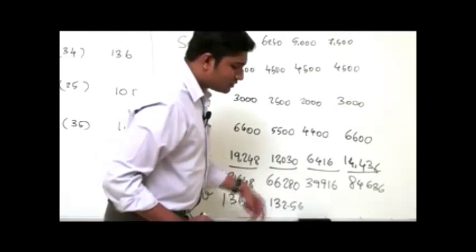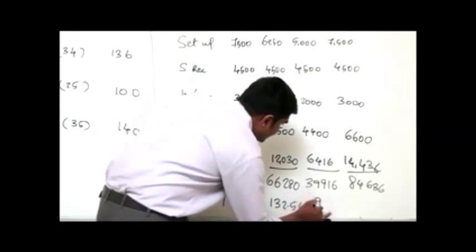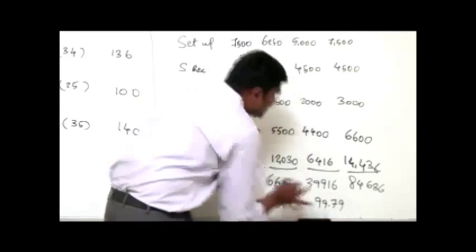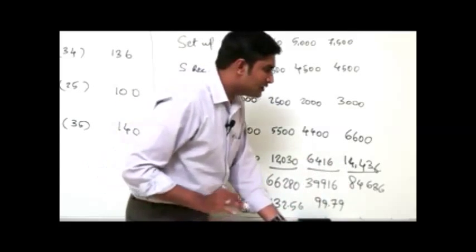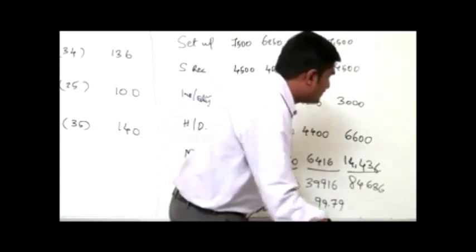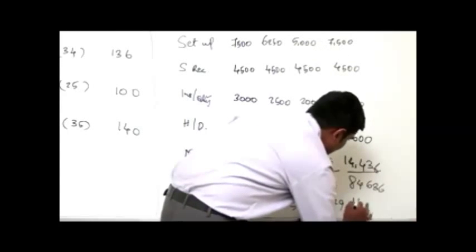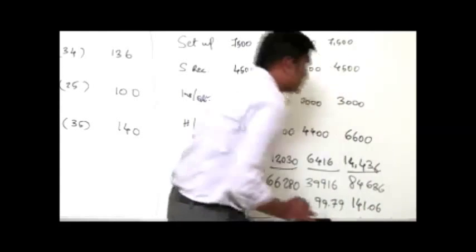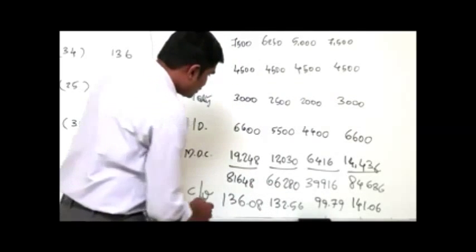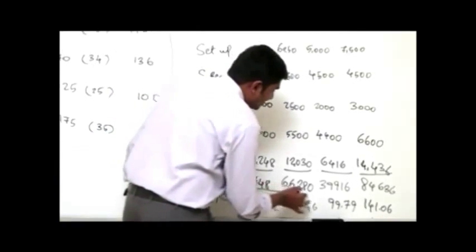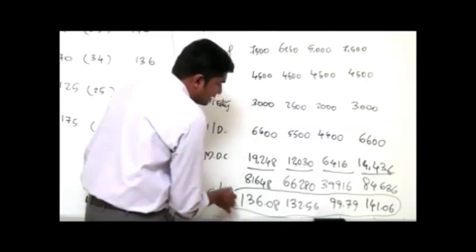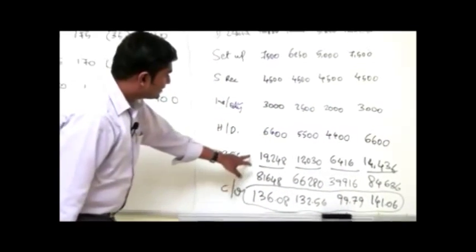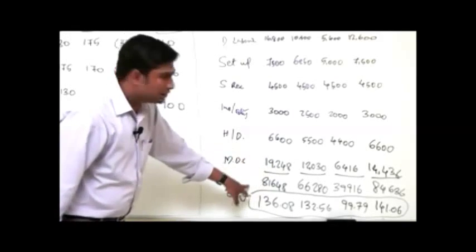39,916 divided by 400 units, it would be 99.79. 84,636 divided by 600 units, it would be 141.06 rupees. So these are all the actual cost per unit. We just calculated these actual costs by dividing the total cost by the total number of units.